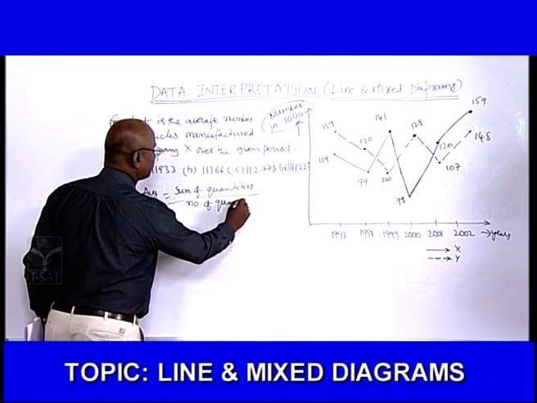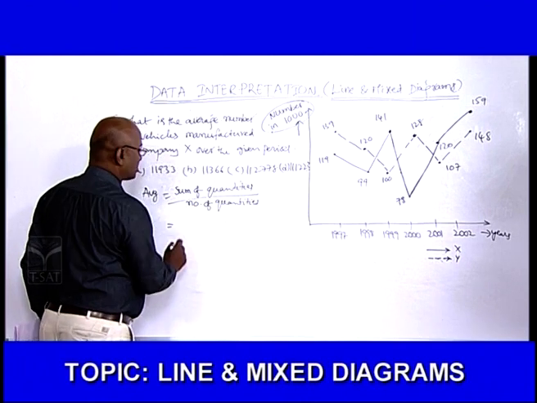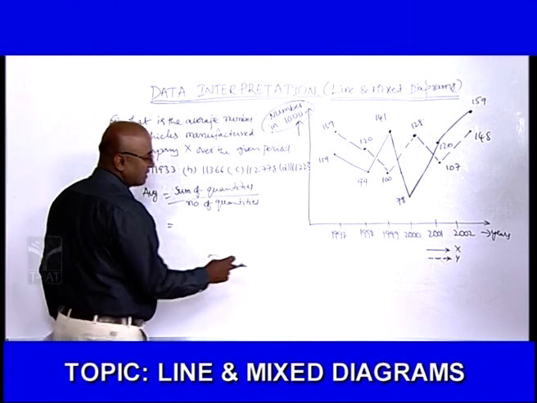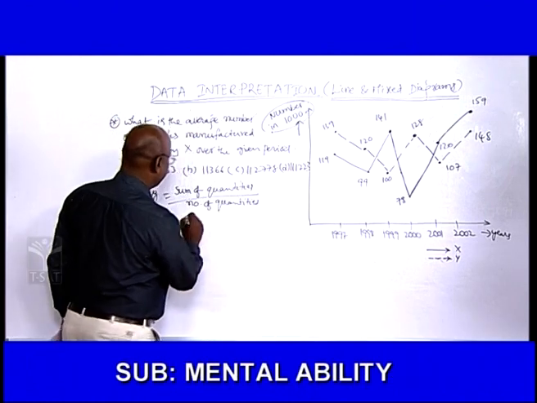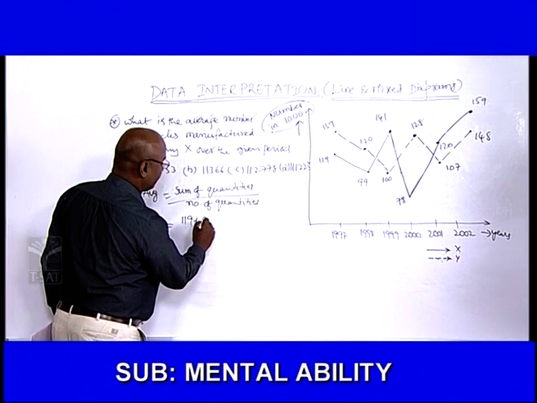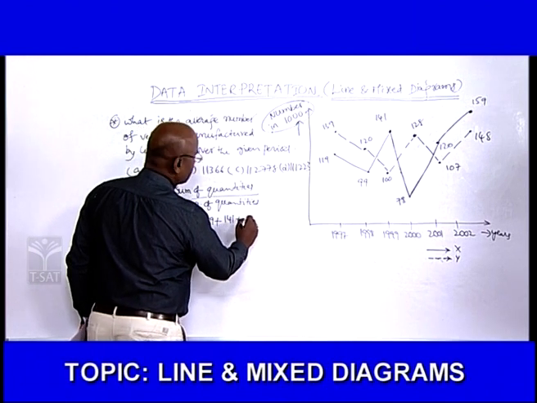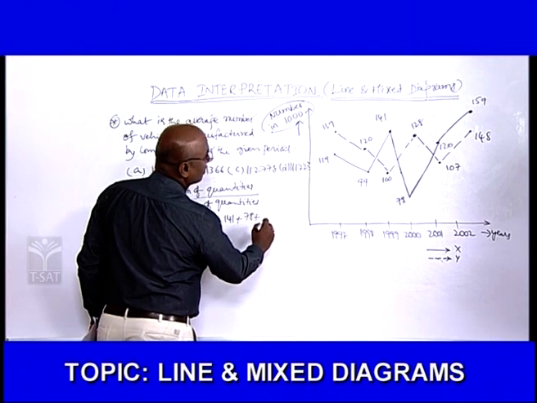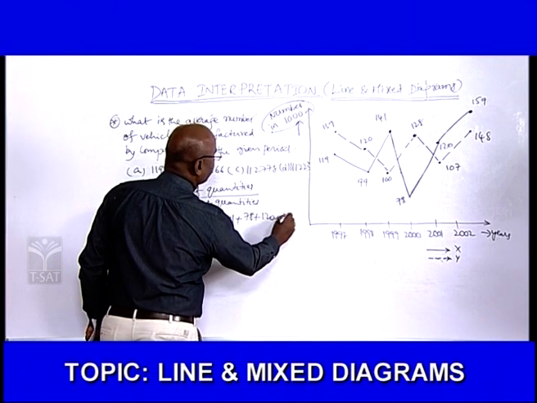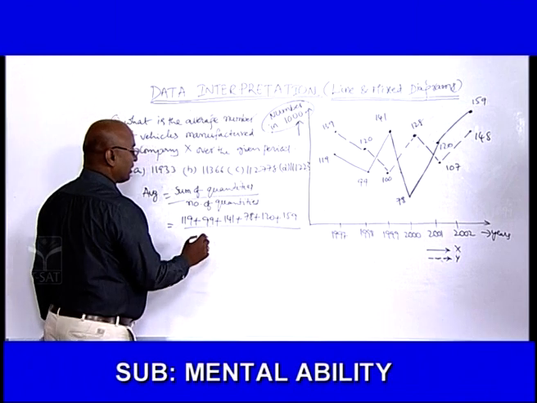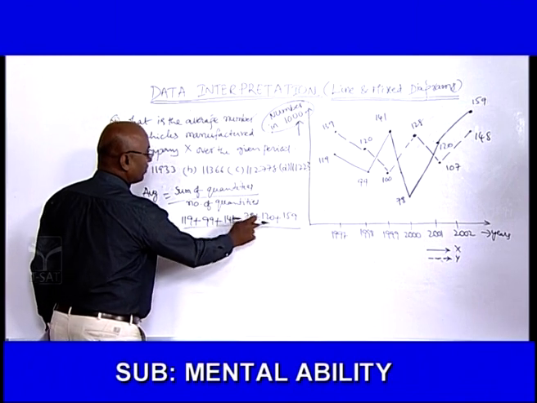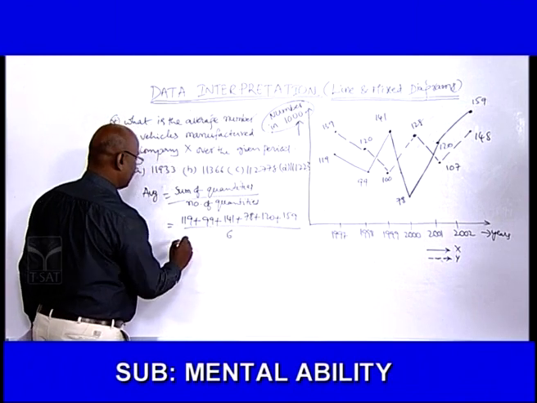Here the sum of the quantities is nothing but the productions. So what is the company X production? It is 119 plus 99 plus 141 plus 78 plus 120 plus 159, divided by the number of quantities, 1, 2, 3, 4, 5, 6.